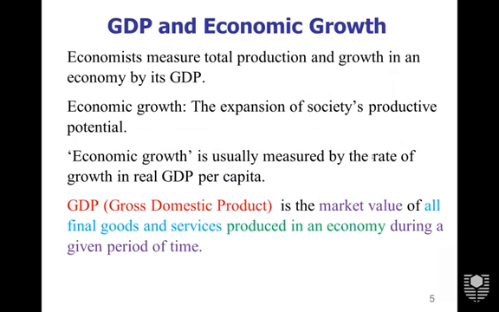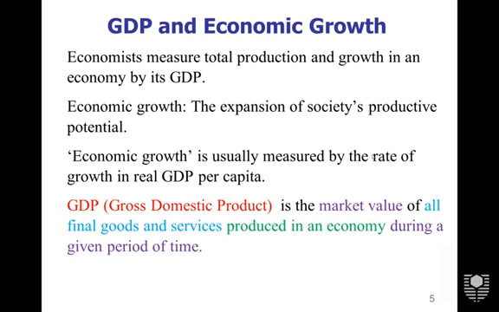So GDP, I'll be discussing the first macroeconomic indicator that represents the performance or growth of an economy. Economists can measure the total production and growth in an economy by its GDP. There's a positive relation. If the GDP is at a high level, we would say that the economy is expanding and the growth is there. And specifically, economic growth we always measure by the rate of growth in real GDP per capita. So GDP is just one part, but the better instrument that we can use is growth in real GDP per capita.